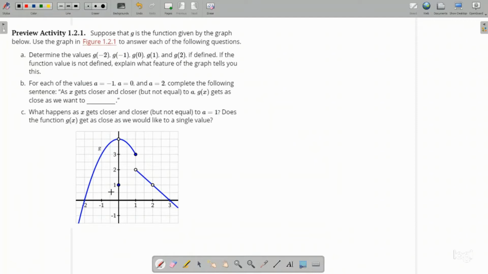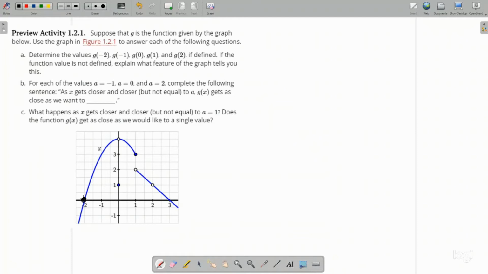This exercise shouldn't be too difficult, but it's just making sure that we have some basics of understanding and interpreting these graphs correctly. Alright, so determine the values of g of -2, -1, 0, 1, and 2. Okay, what is that asking us to do? Well, this is a function, and it's asking us to evaluate the function given the graph. And so the value inside the parentheses is our x-coordinate.